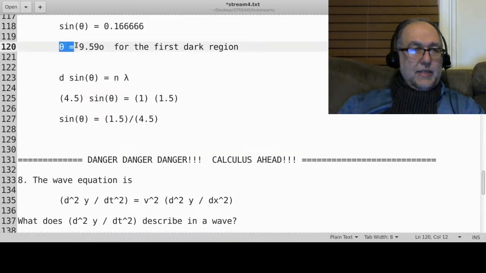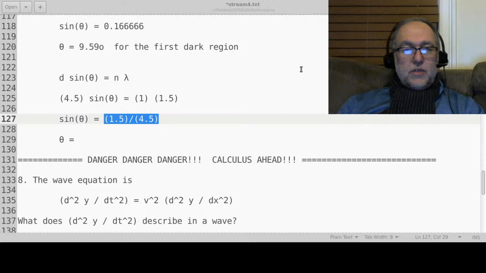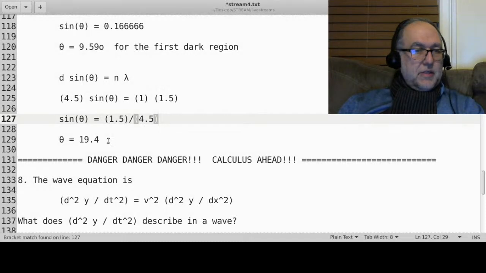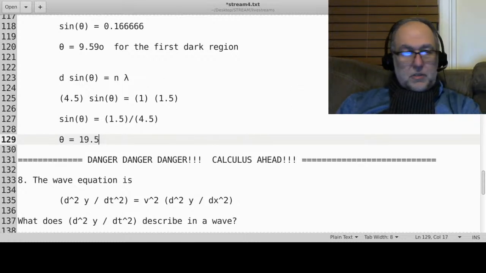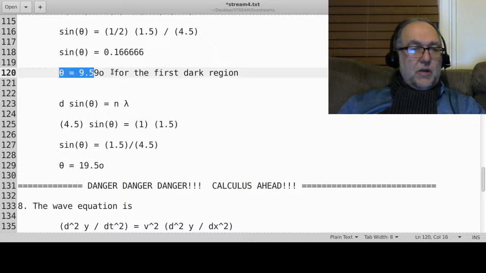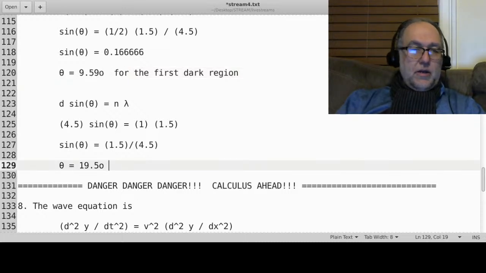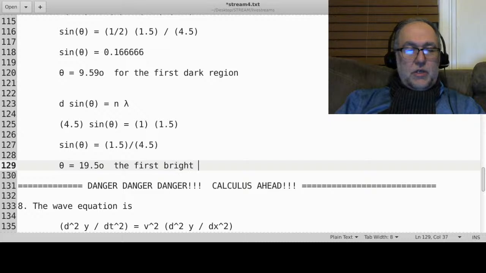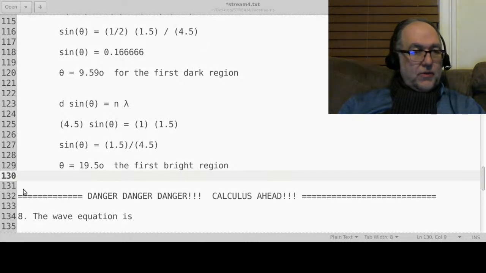Take the inverse sine and you will get 19.5 degrees. So the first dark region is occurring at 9.59, and the first bright region is occurring at 19.5 degrees. Okay, so there you go. There's the story with interference. And back to that diagram very quickly, just to show you what's going on here.